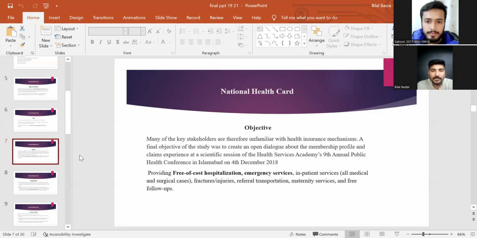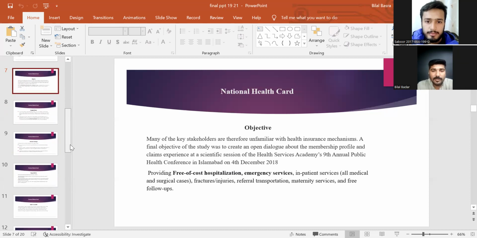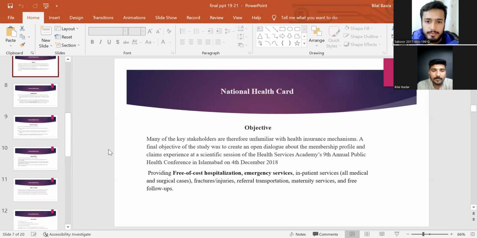And next we are going to discuss the objectives of this National Health Card. Many of the key stakeholders are unfamiliar with the health insurance mechanism. Our final objective of the study was to create an open dialogue about the membership profile and claim experience at a scientific session of the Health Services Academy 90th Annual Public Health Conference in Islamabad, providing free of cost hospitalization, emergency service, inpatient service, fractures, injuries, referral transportation, maternity service, and free follow-ups.